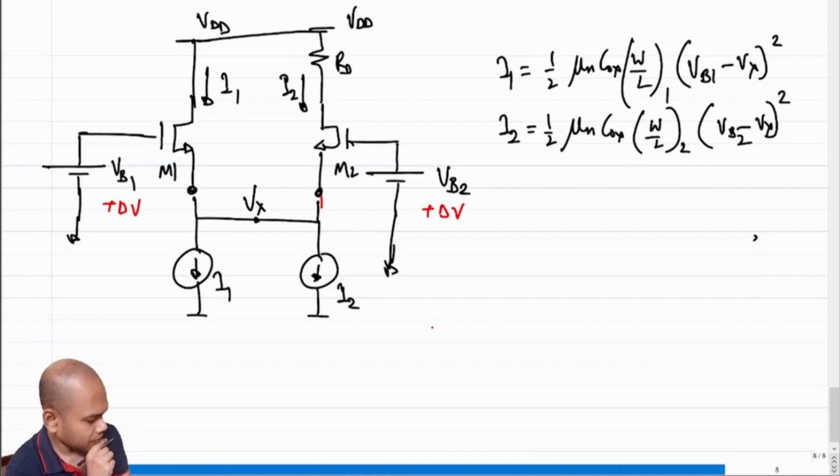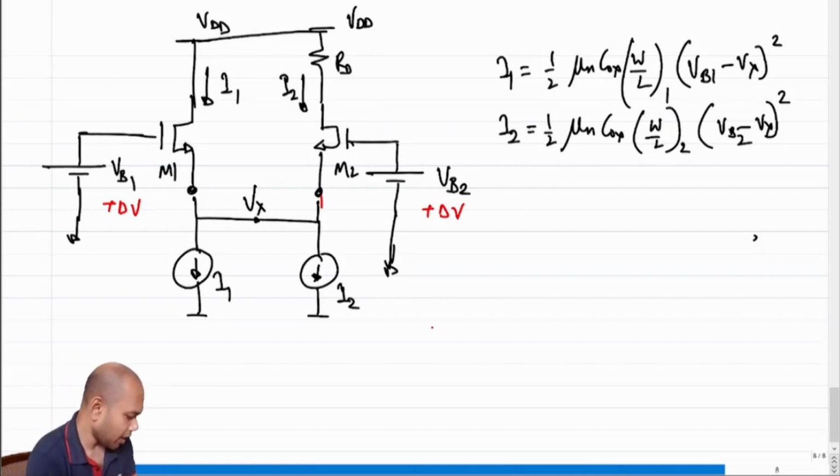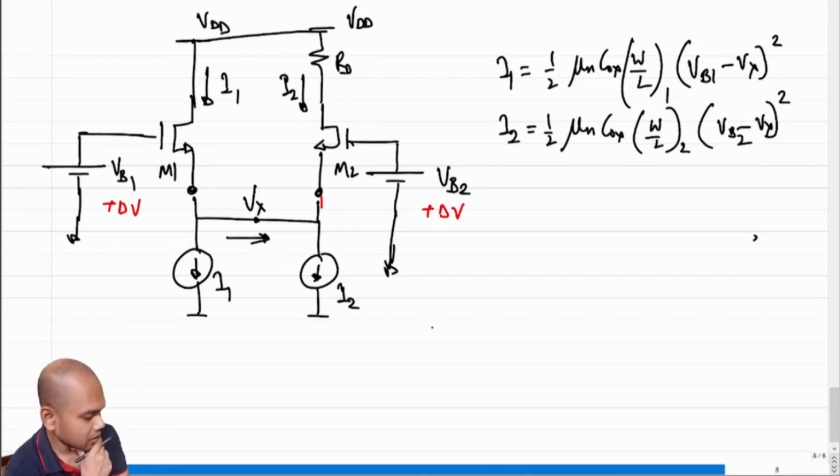So if this were the case, right? If this were the case, can you comment on whether I will be having any quiescent current through this wire connecting the two current sources?